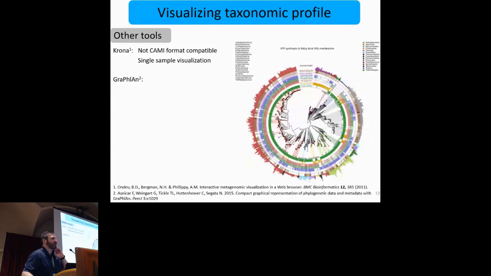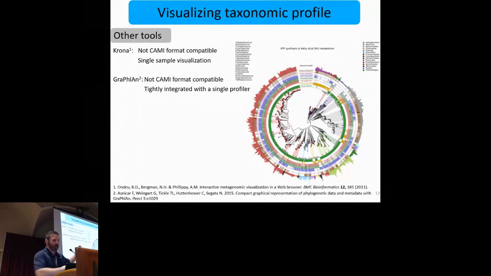And then there's Graphland. Graphland makes these beautiful plots like you see here, and you've probably seen in some publications. One unfortunate thing about Graphland is it's tightly integrated to a single profiler. And it's very difficult, if you take a different tool, to try to get it to work in something that Graphland would like. So that's why we targeted the Cami format, because 30 some odd tools have already standardized on that output. So it might be more useful that way.